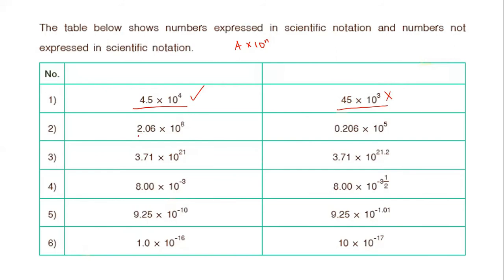Look at number 2. We have 2.06 times 10 to the power of 8. Look at 2.06. Is it bigger than 1? Yes or no? Yes. Right. And it is bigger than 1, and also it is smaller than 10. Look at the power, it is 8. Is 8 an integer or not an integer? It's an integer. So it is correct. This is in scientific notation. Good.